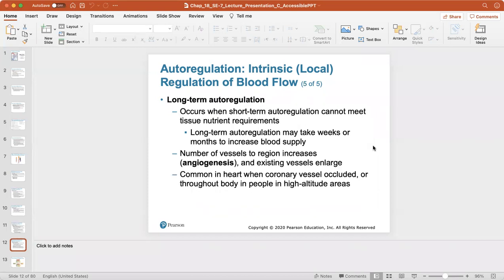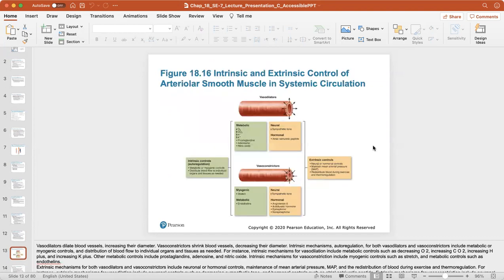Long-term autoregulation occurs when short-term autoregulation cannot meet tissue nutrient requirements. So long-term autoregulation could take weeks or months to increase the blood supply. The number of vessels to a region will increase and existing vessels will enlarge. And this is really common in your heart if one of your coronary vessels is occluded or blocked, or throughout the body in people in high altitude areas. So here's a look at just the intrinsic and extrinsic control of arterial smooth muscle in the systemic circulation and what can cause your arterioles to dilate or constrict.